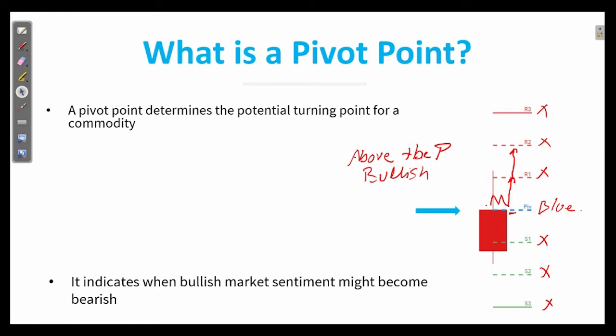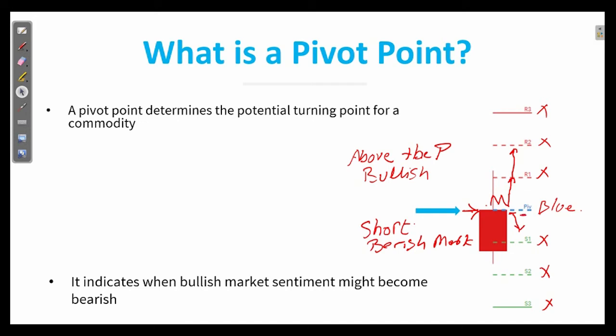But as soon as it breaks the pivot point and comes down like here, then the market goes short. It's a bearish market then. Now, the bearish market means it's in the sellers' control. So the pivot point is like a turning point. Now, if the market is below that, a lot of people will sell around here. And even if it does go back to the pivot point, they will sell again.